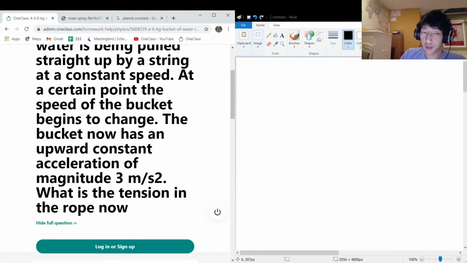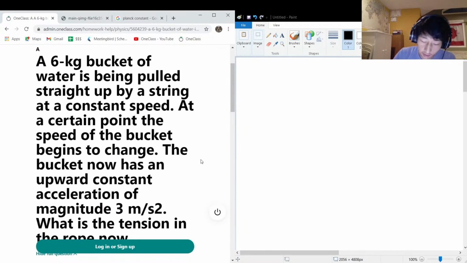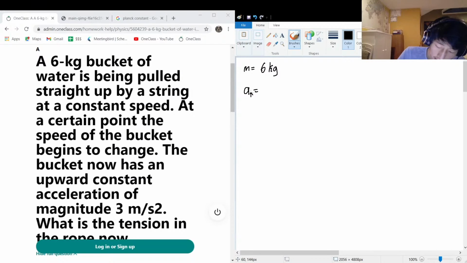Okay, so let's extract the numbers of interest from this question. So we know we have a mass, and that is 6 kilograms. That's a lot of water. It starts at a constant speed, and then at a certain point the acceleration becomes 3 meters per second squared. So acceleration, let's say an upwards arrow, the upwards acceleration, that becomes 3 meters per second squared.